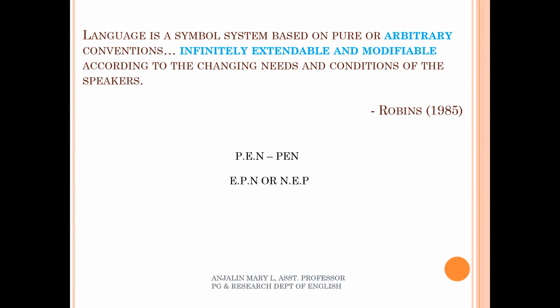As stated here, language conventions are not easily changed. So that is why language is infinitely modifiable and extendable. Words go on changing meanings and new words continue to be added to language with the changing needs of the community using it. So this definition says that language is arbitrary and it is extendable as well as modifiable. Okay, moving on to the next definition.